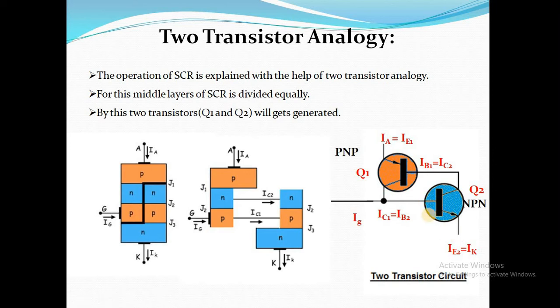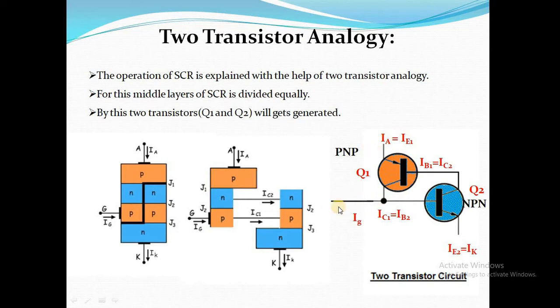So in the transistor symbolic representation, we can observe that the base terminal of one transistor is the same as the collector terminal of the second transistor. Similarly, the collector terminal of the first transistor is the same as the base terminal of the second transistor. And also in the layer construction we can observe the second transistor base and first transistor collector are both the same, and this layer is connected to the gate terminal. So same here, the base of the second transistor and the collector of the first transistor are both the same, and this connection is again connected to the gate terminal.